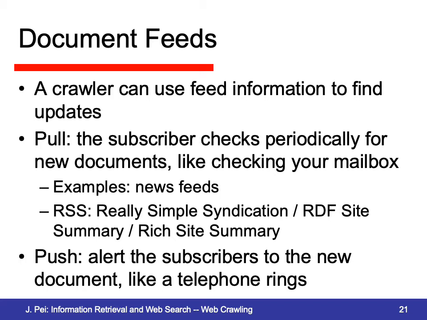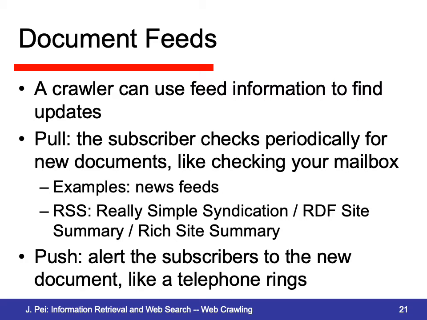In a crawler, they also use feed information to find updates. This is different from the usual way of polling. Polling means the subscriber checks periodically for new documents, like checking your mailbox. For example, this is like a news feed or using RSS. RSS is Really Simple Syndication, or RDF Site Summary. They can provide a rich site summary.